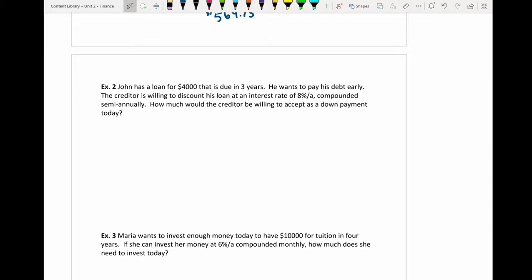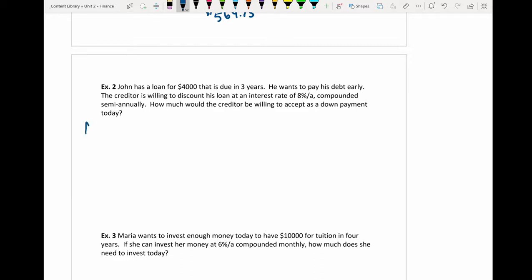In example 2, John has a loan of $4,000 that is due in 3 years. He wants to pay his debt early. The creditor is willing to discount his loan at an interest rate of 8% per year, compounded semi-annually. How much would the creditor be willing to accept as a down payment today?